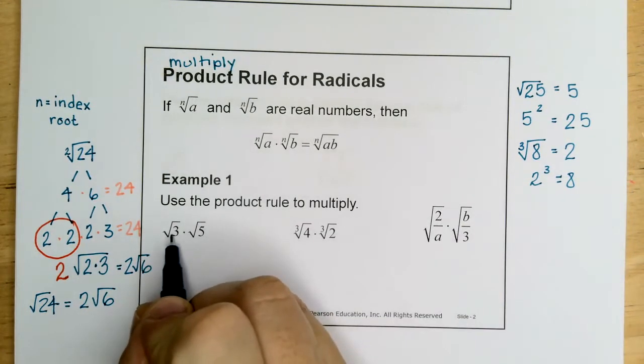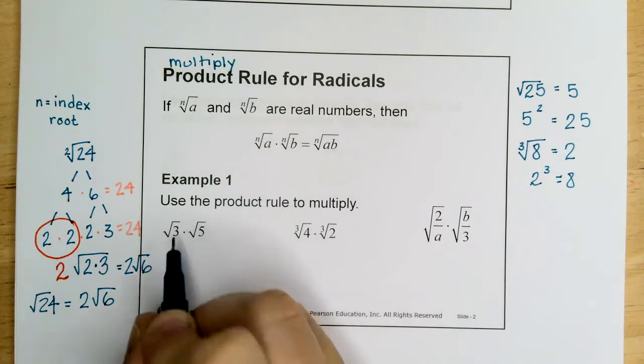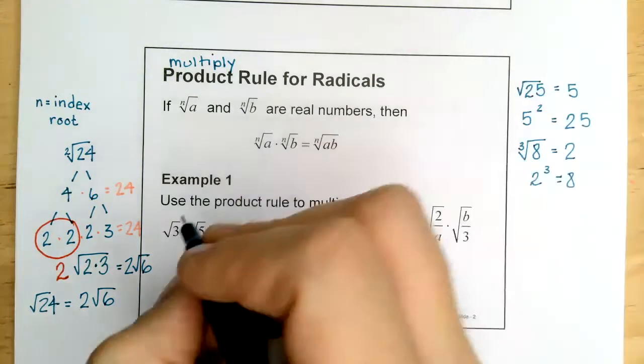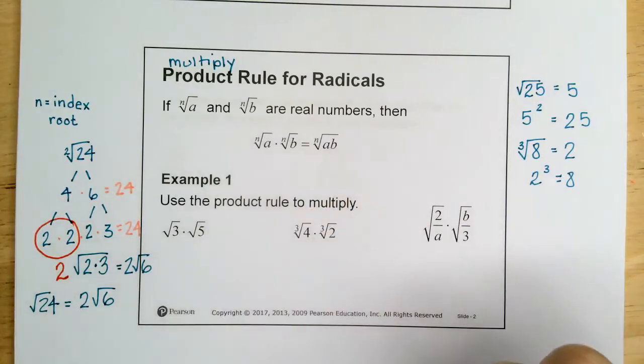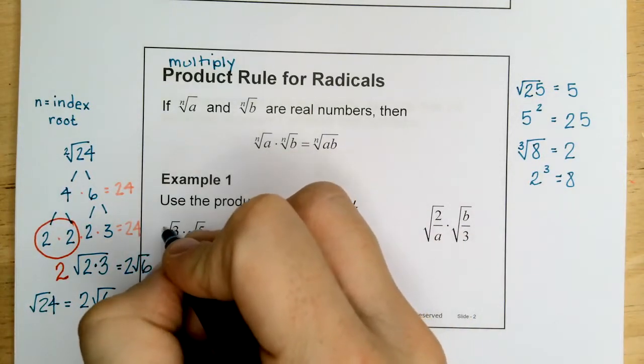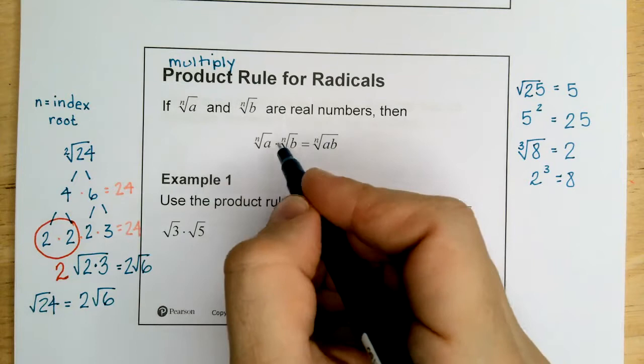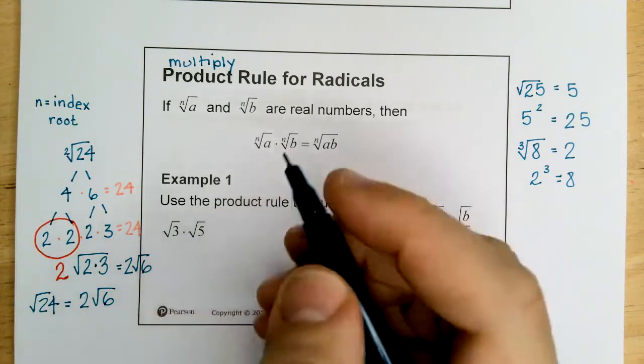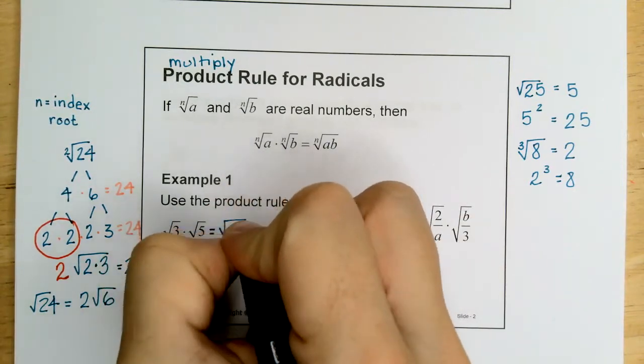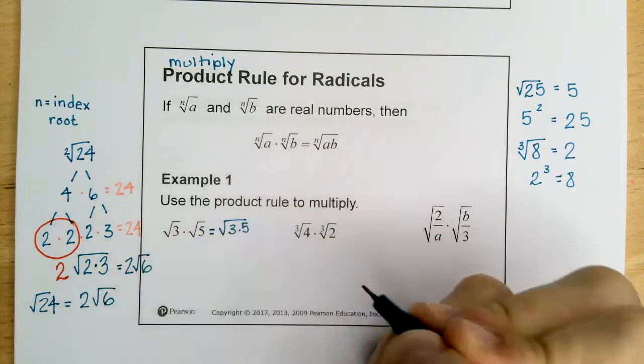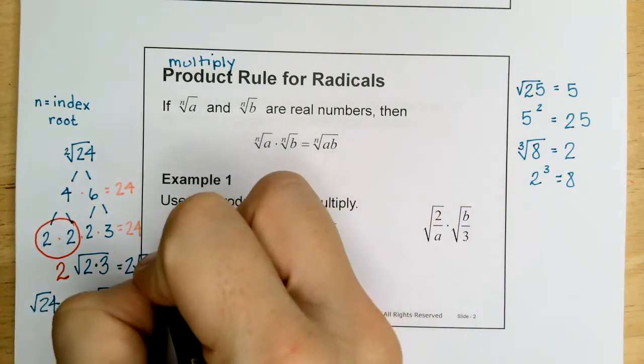Here we have a radical with a 3 underneath it. That is called the radicand. The radicand is 3, here the radicand is 5. Because these are both understood 2s, they have the same n, I can just multiply 3 times 5. I can put them together. 3 times 5 is 15.